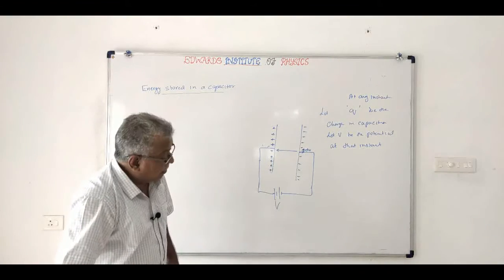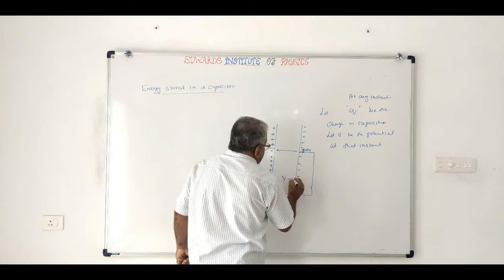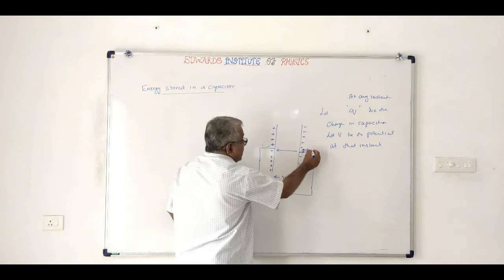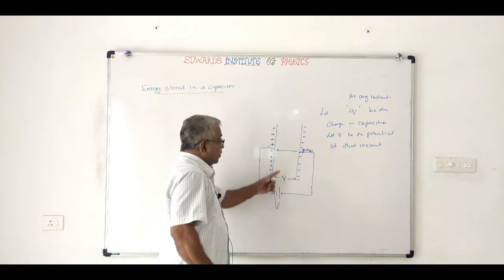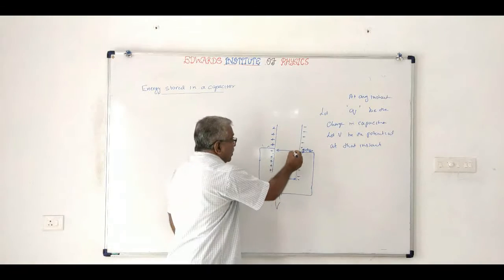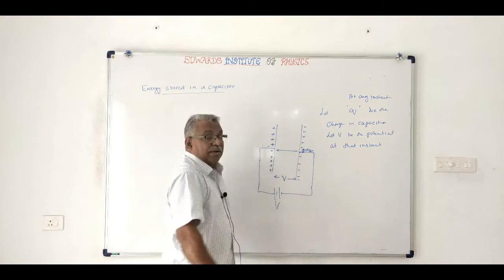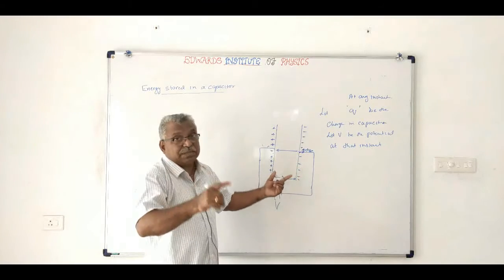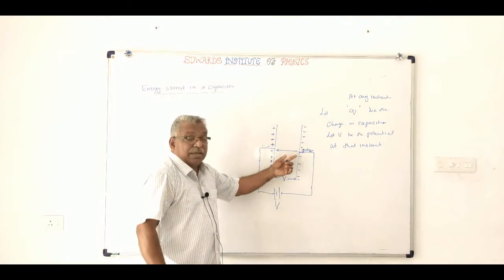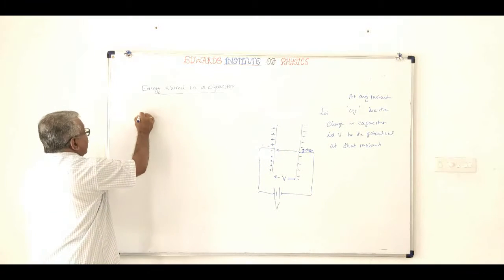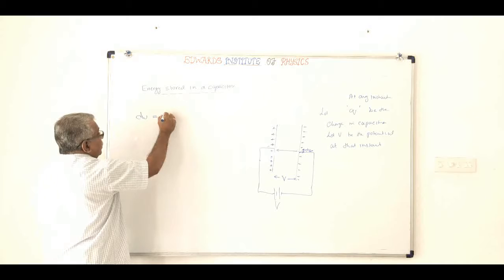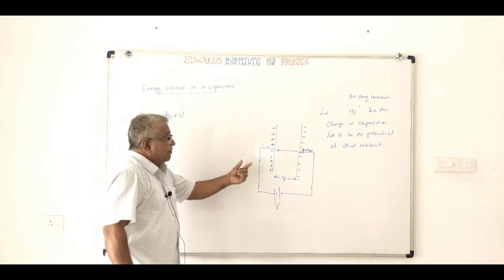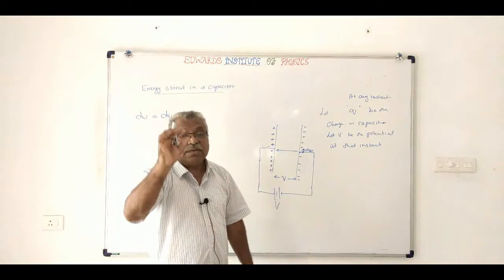Now imagine the potential difference between the plates at this instant is V. Then what will be the work done in bringing plus dq charge from here to here? V is the potential. What is the potential? Potential is the work done in bringing unit charge. So what will be the work done in bringing dq charge? The work done dw will be equal to dq into V. This is the work done in bringing a small charge dq.